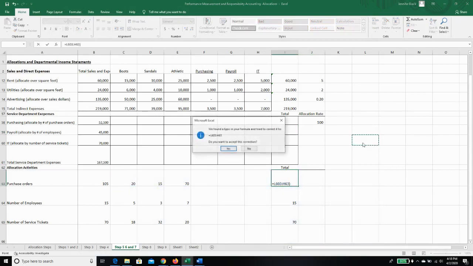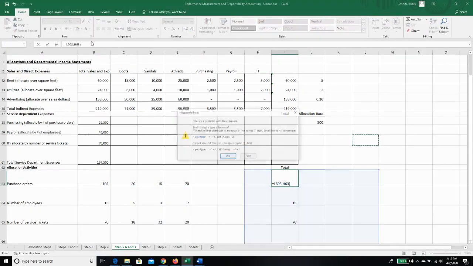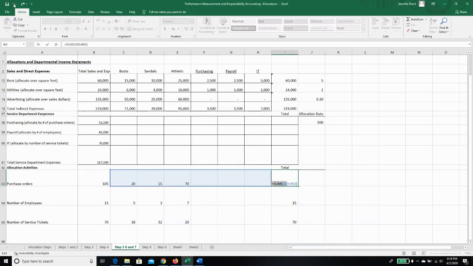Something very strange. We are just going to hit the undo button, which is my favorite part of Excel.